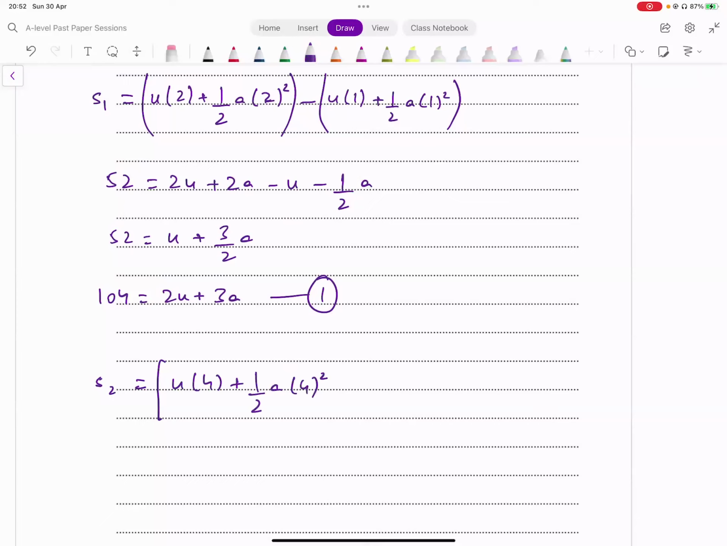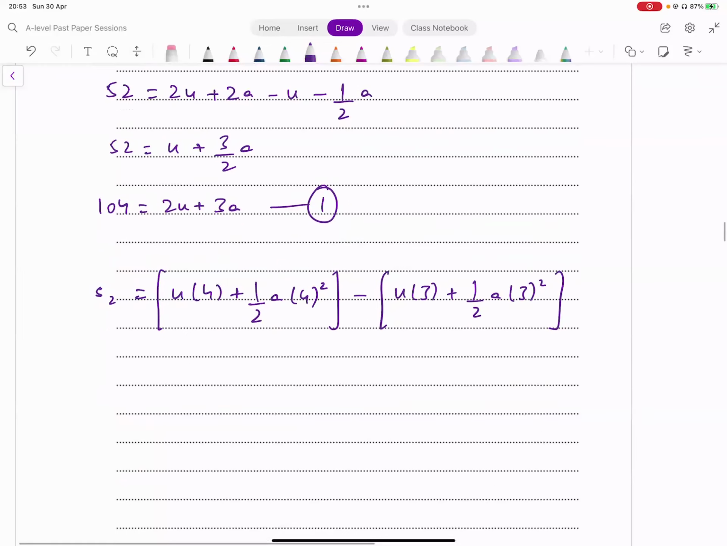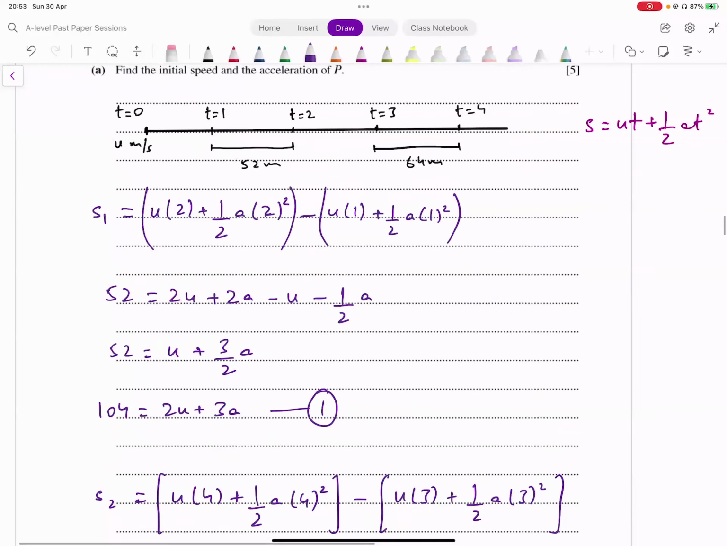So let's do that using the same formula। u into 4 plus half into a into 4 squared, ये time equals 4 तक जो distance travel किया होगा उसमें से माइनस कर दें time equals 3 तक वाला distance, that's u into 3 plus half into a into 3 squared, and just evaluate what this turns out to be। Okay, this is going to give us 4u plus 16 over 2, that's 8a, minus 3u minus 9 over 2 times a। Now this displacement is equal to 64.